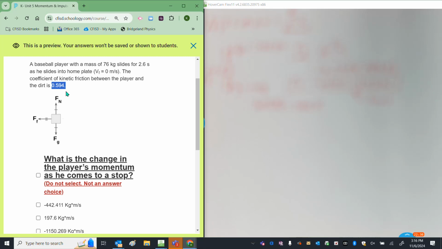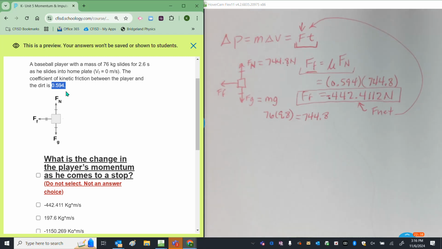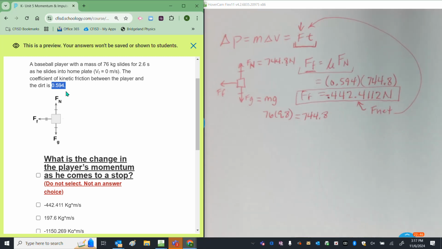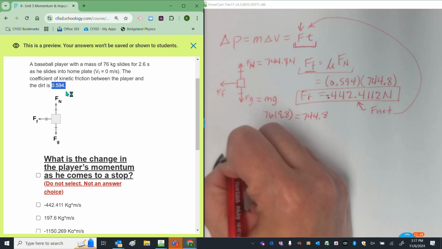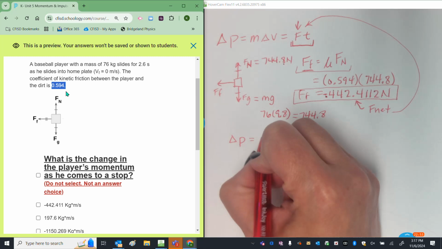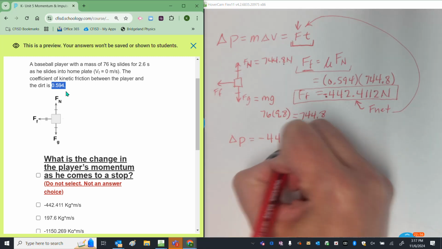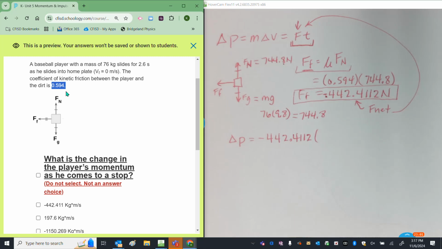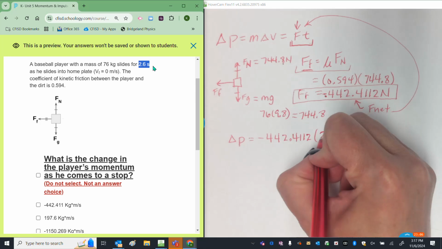And Fnet you can do some stuff with because that is what goes up here. You can't see what I just did right there in that equation. Okay, so F times t is impulse, but it's also change in momentum. And so now that we have a force, we can figure out our change in momentum because we can take that force, negative 442.4112, and we can multiply it by the time, the duration that this force is applied, which is right here, 2.6 seconds.